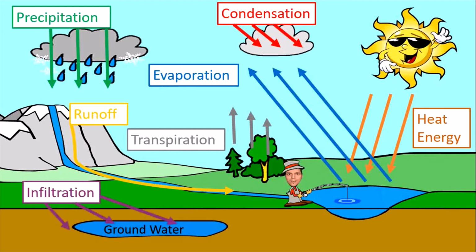From there, we have something called infiltration. So not all the water runs off in the way that we think of, as rivers and streams. Some of it actually gets absorbed into the ground. And when it does that, we call that process infiltration, and it forms what we call groundwater. Many of us here in West Virginia have what we call wells, or we use well water at our house. That's where this water comes from.